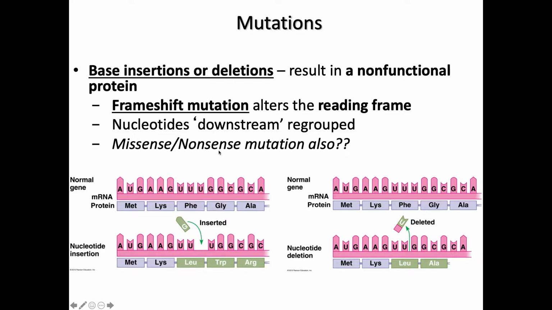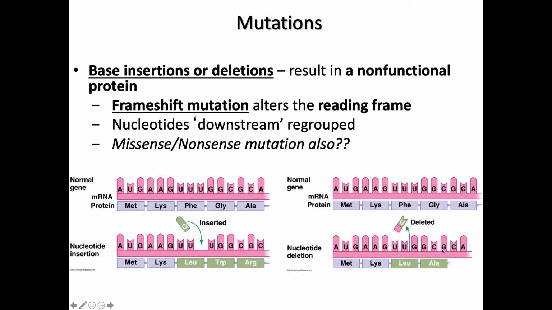Does this qualify as a nonsense mutation? It could. What if this new nucleotide that was inserted created a stop codon? If it was a stop codon, the ribosome would stop, and the amino acid sequence would end here. Then the rest wouldn't be made. So that's when a base is inserted.